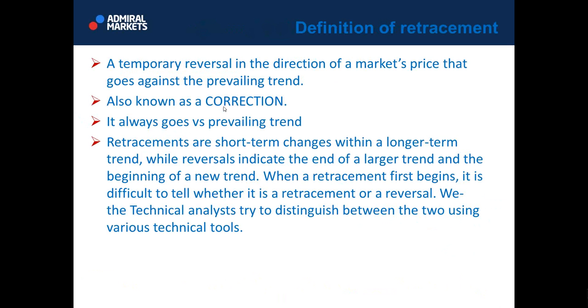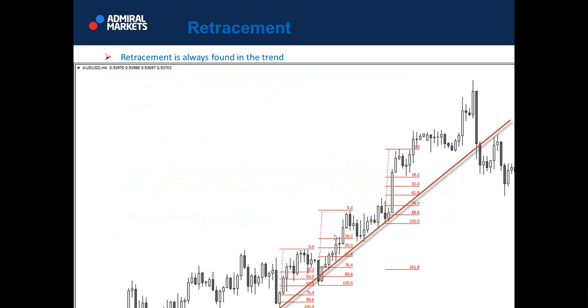A retracement is a correction, a temporary reversal in the direction of the market's price that goes against the prevailing trend. This is a retracement. Uptrend, correction to 38.2 and then to 61.8, 50 and to 38.2.